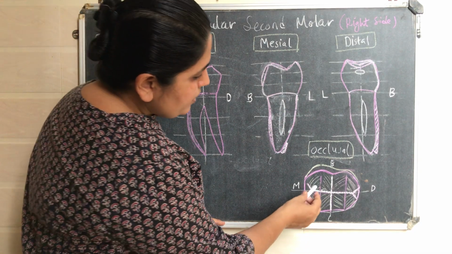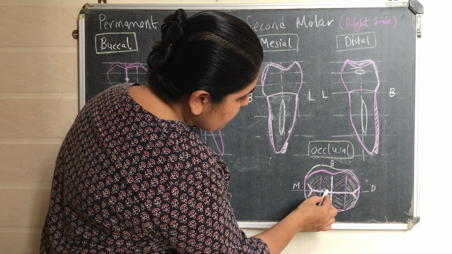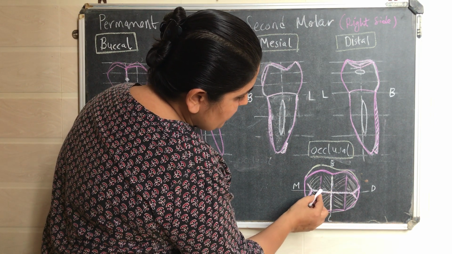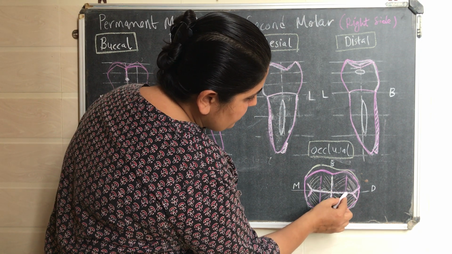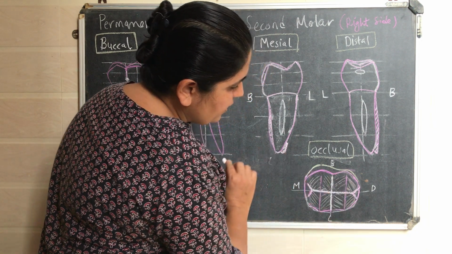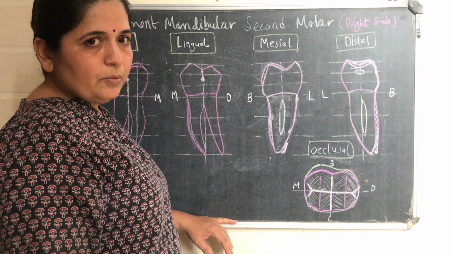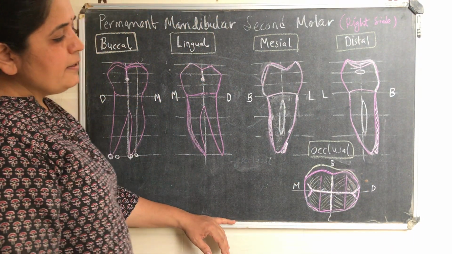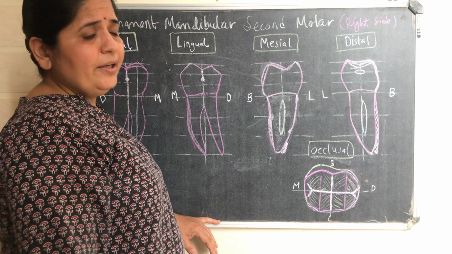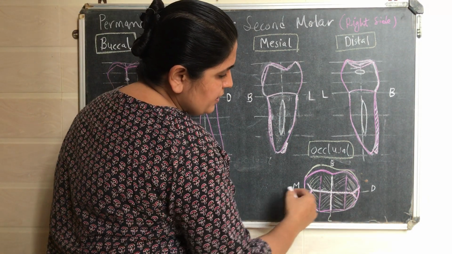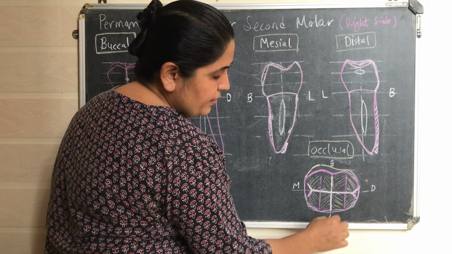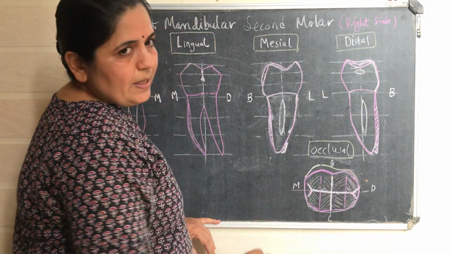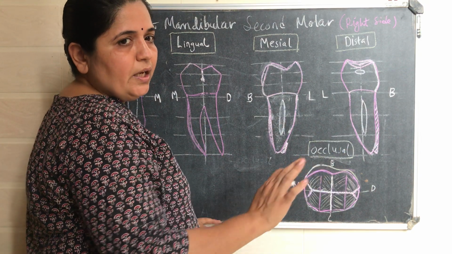Right? So this is mesiobuccal cusp. This is distobuccal cusp. This is mesiolingual cusp, and this is distolingual cusp. So there are 4 cusps on the occlusal surface. The geometric outline is rectangular. Mesiodistal dimension is greater than the buccolingual dimension. All 4 cusps are of almost equal width.